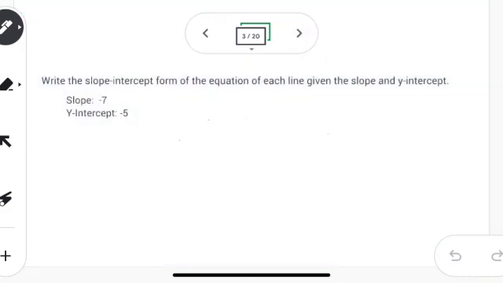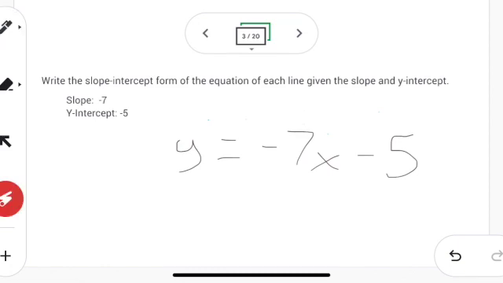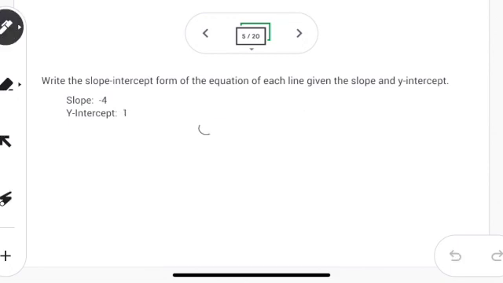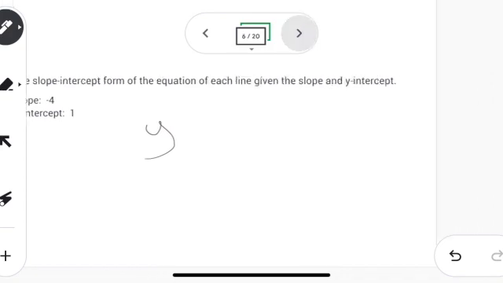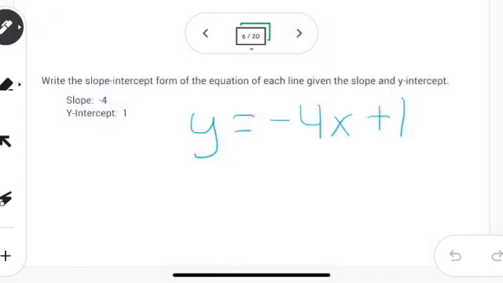This one would be y equals negative 7x minus 5. This is just a reminder that the two things that you really need to write an equation are your slope and your y-intercept. And if you have those, you're good. This one would be y equals, actually I think I have this. Yep, y equals negative 4x plus 1.